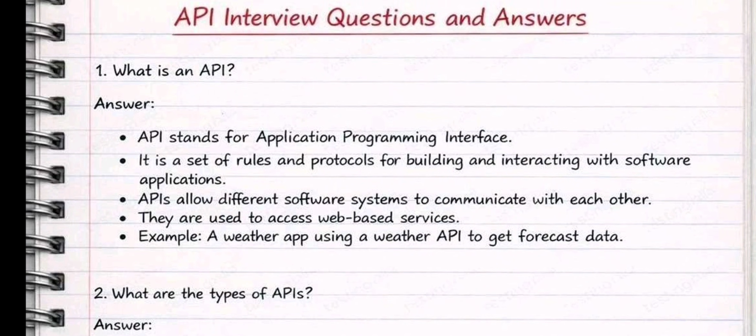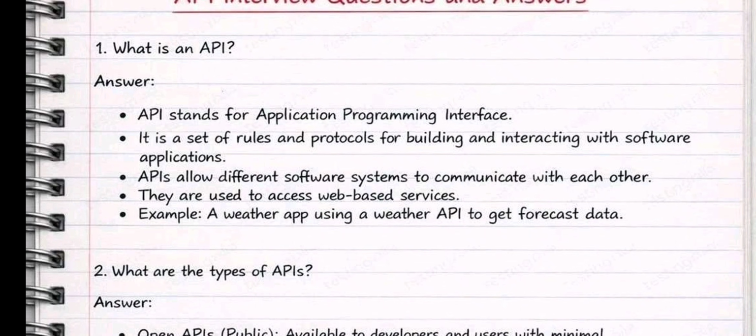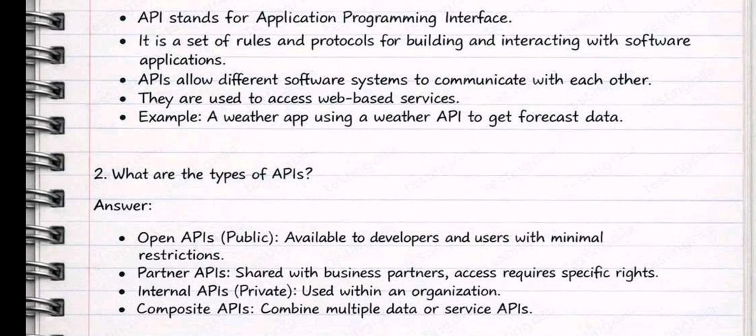So the interview questions go like, what is an API? API stands for Application Programming Interface. It is a set of rules and protocols for building and interacting with software applications. APIs allow different software systems to communicate with each other. They are used to access web-based services. For example, a weather app using a weather API to get forecast data.